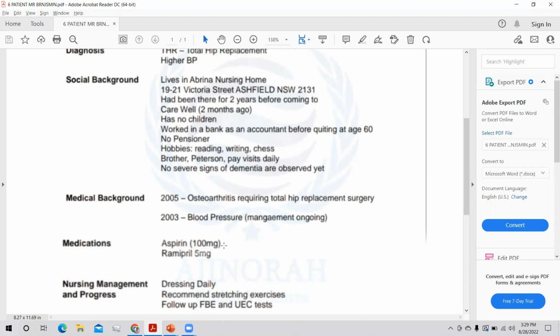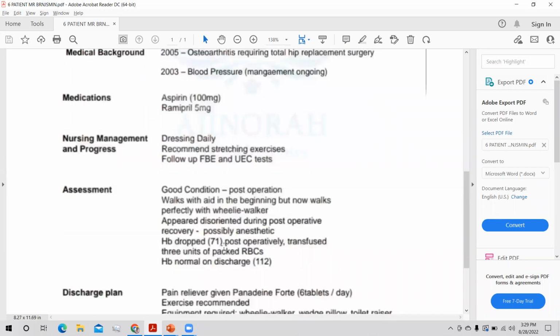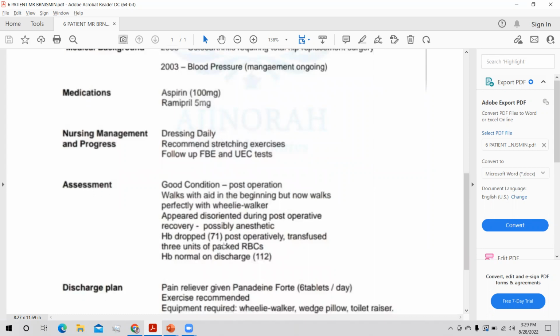And in 2003, BP started management ongoing. So still he has that. So we have to mention about the BP. No, there is no need to write about the baby because already he knows that. Okay, medications, aspirin and Dampril, 5 mg, nursing management, dressing daily, recommended stretching exercises, follow FBE and UEC test. This one we have to include in our letter.